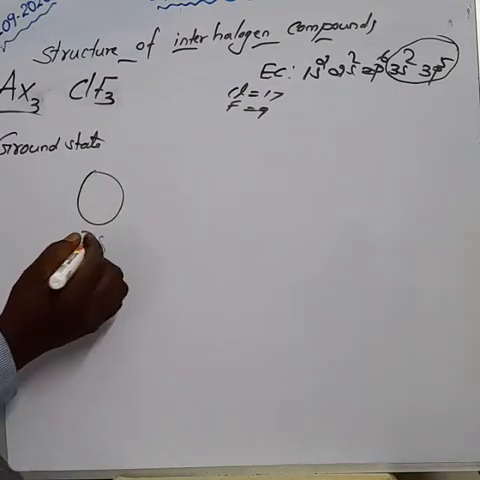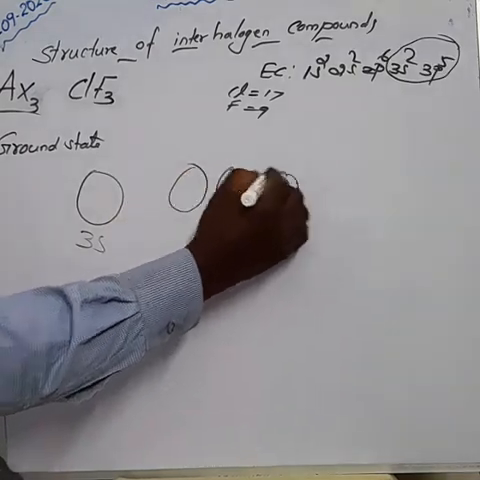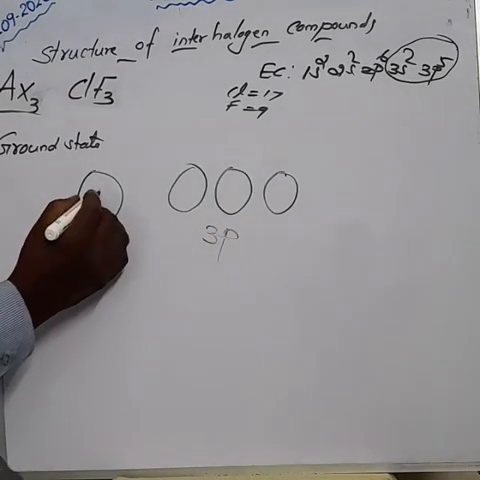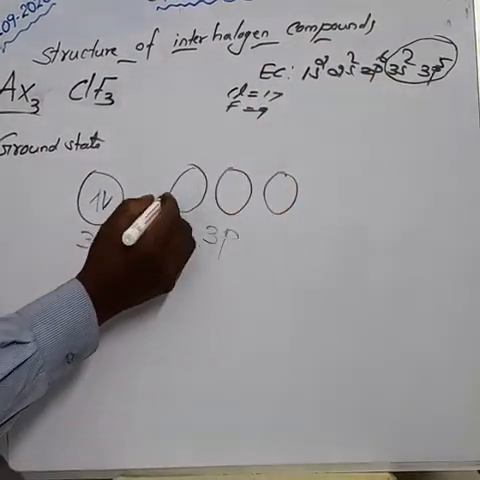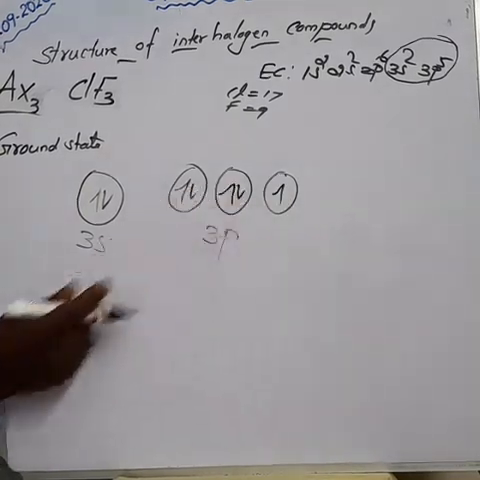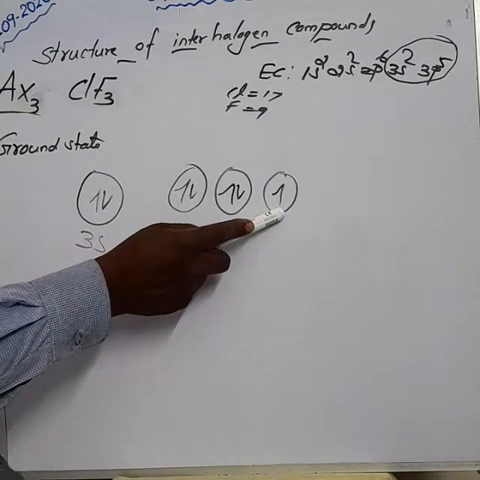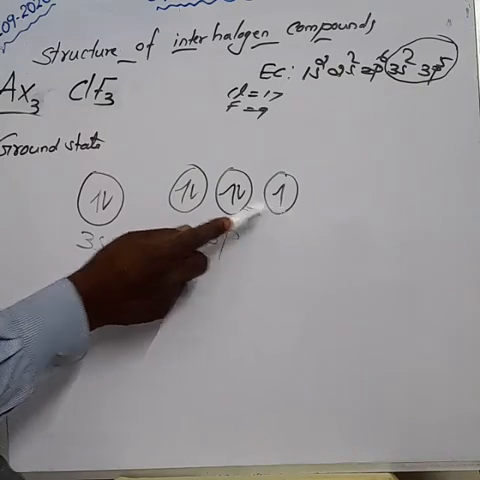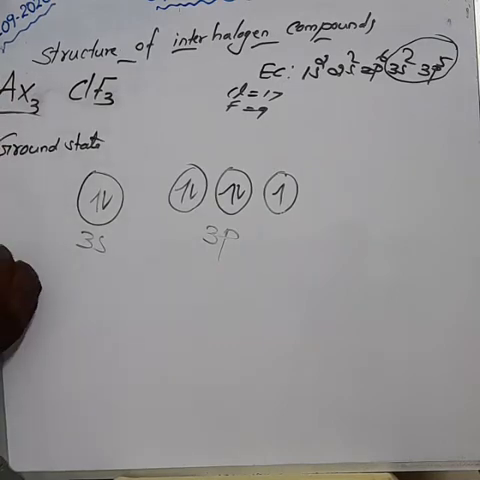3s orbital, 3p. 3s has 2 electrons and 3p has 5 electrons: 1, 2, 3, 4, 5. And here there is only one vacant orbital, so only one fluorine atom can be attached here. So you should write the excited state.